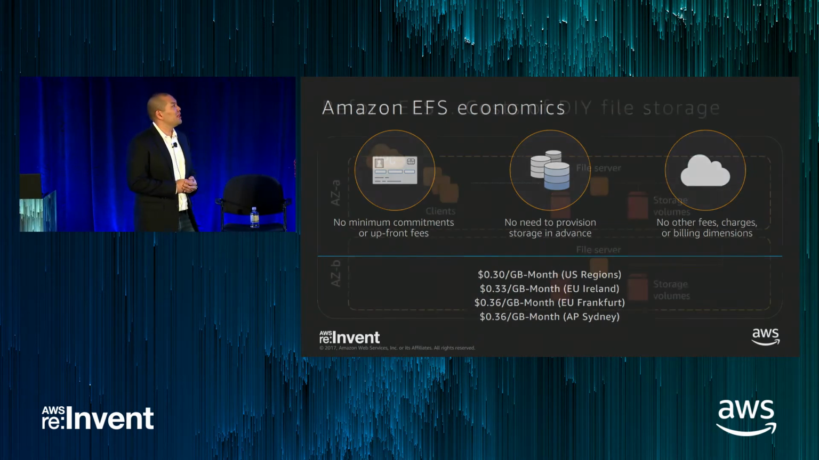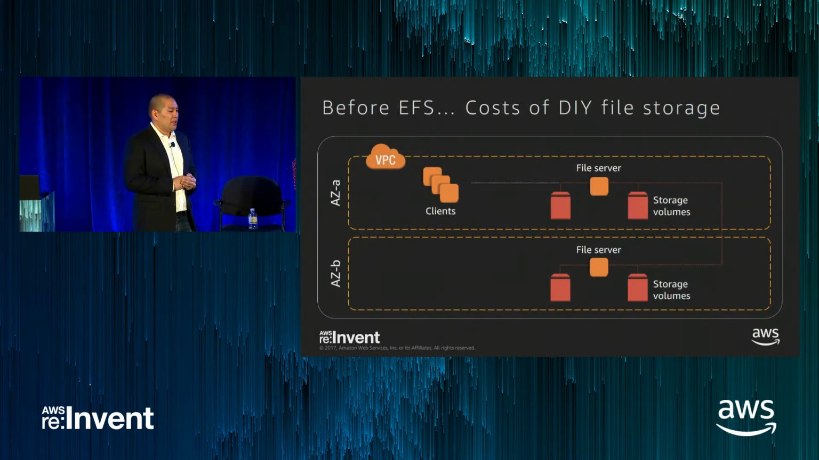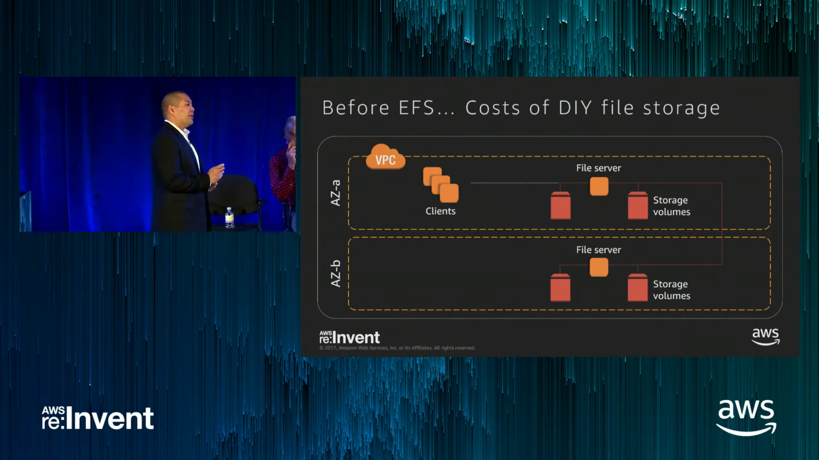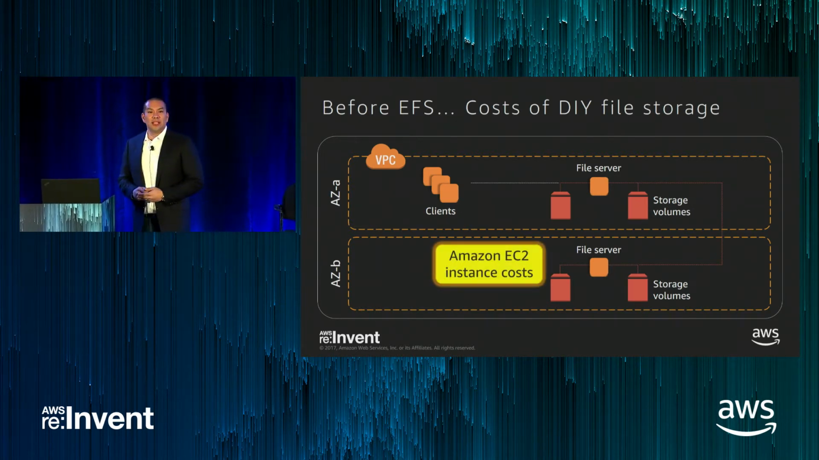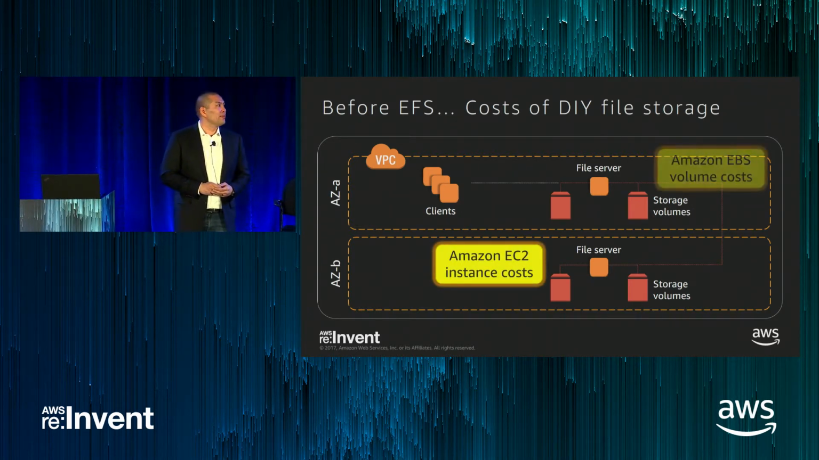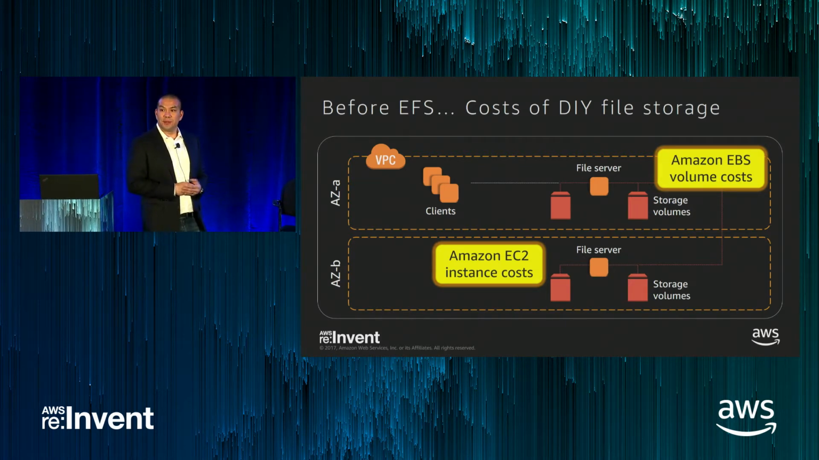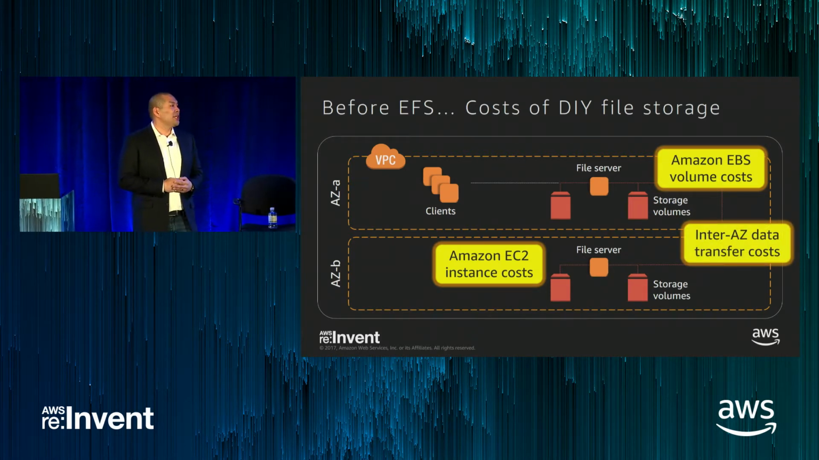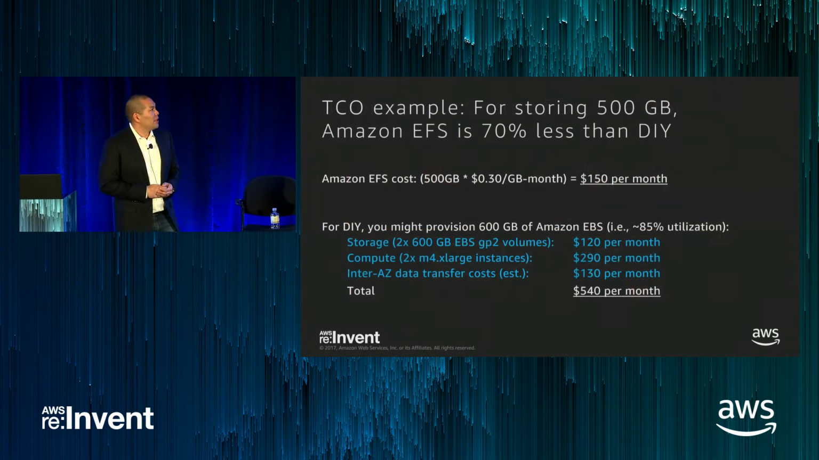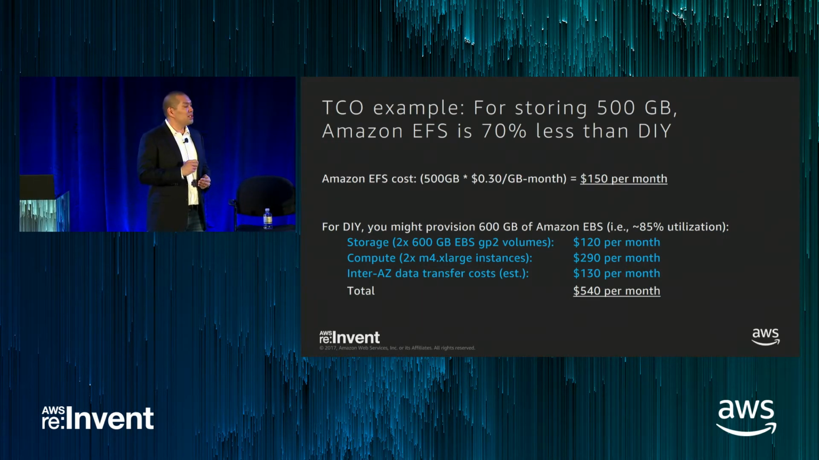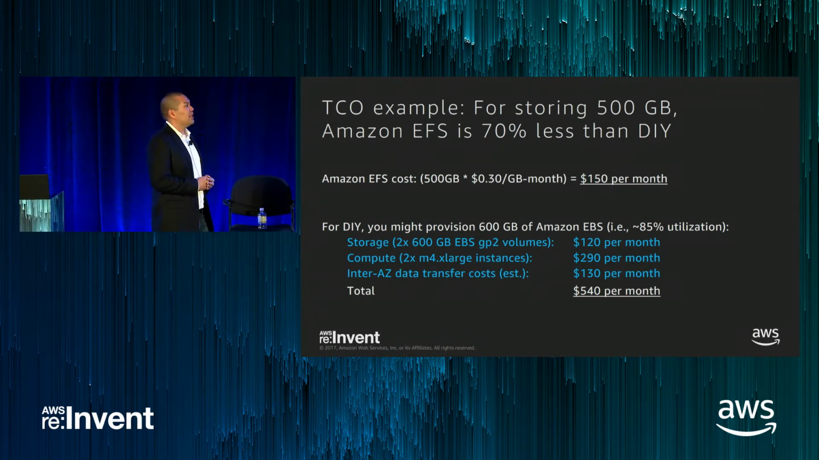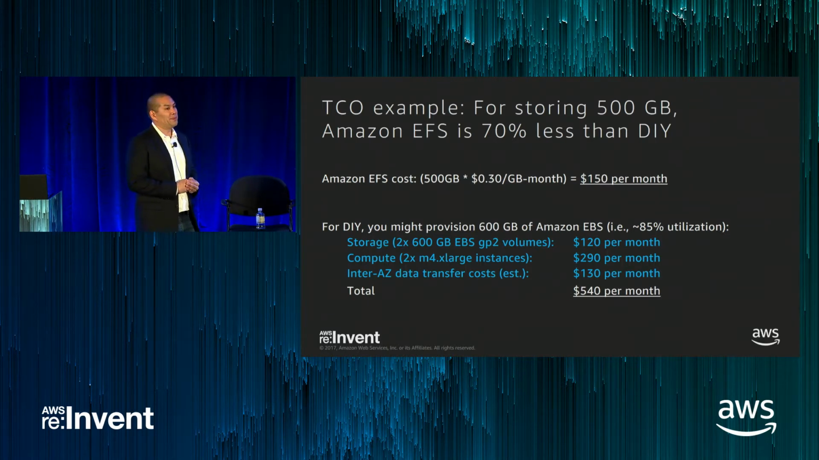So earlier we talked about the do-it-yourself model. Doing it yourself not only can get complicated, but it can also get pricey. You have Amazon EC2 instance costs, EBS volume costs for the storage, and then inter-AZ data transfer costs. Using an example of a 500 gigabyte file system, with Amazon EFS, you only pay for the storage that you use. And in this example, $150 a month, or 70% less expensive than the do-it-yourself version.